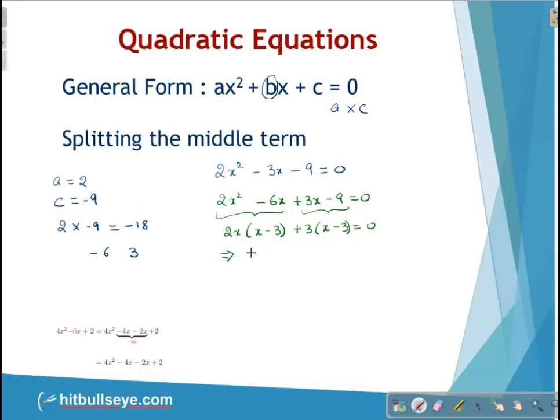I will take out this common bracket from the 2 terms like this, equals to 0. Now that simply means 2 numbers in multiplication is giving a resultant as 0. That means I could say that either x minus 3 is equal to 0 or 2x plus 3 is equal to 0, which means I'll get x as 3 or x as minus 3 by 2.